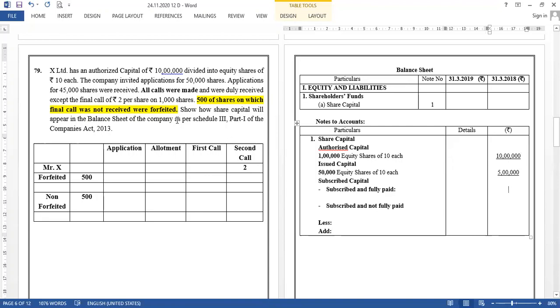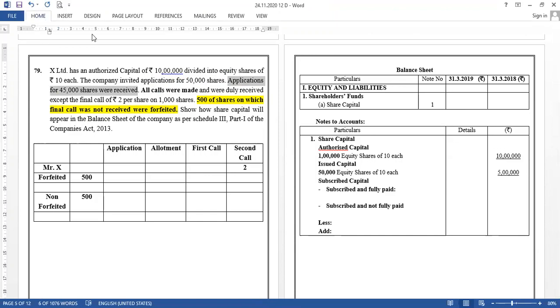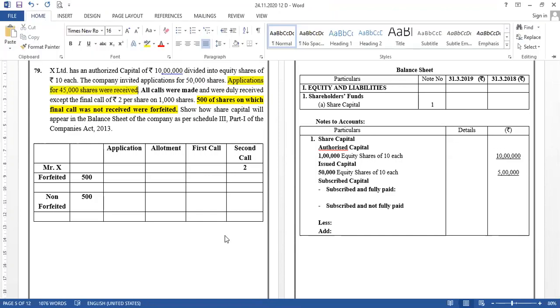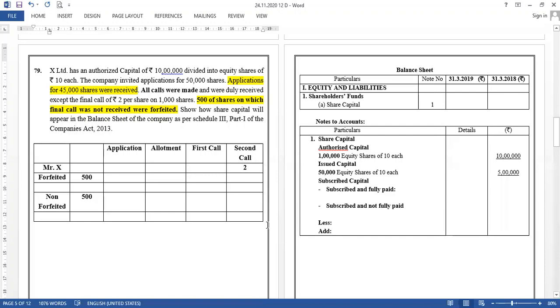Okay, अब यहाँ पर important है, applications were received for 45,000 shares. ये ध्यान देना होगा ना. Okay, जैसे previous sum में था issued 1 lakh, received 96, तो 96,000 लिया था हमने. Now 45,000. Please do not make a mistake. Please take care. 45,000 shares were received. All calls were made and were duly received except the final call of rupees 2 per share on 1,000 shares. 1,000 shares का 2 rupees final call नहीं मिला.